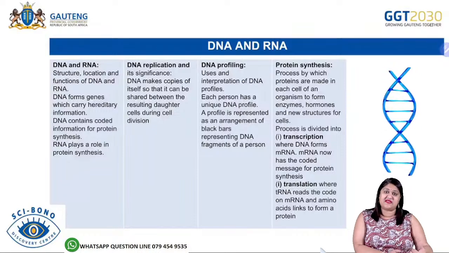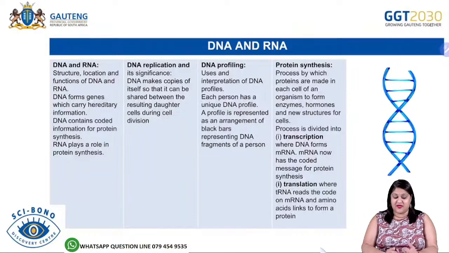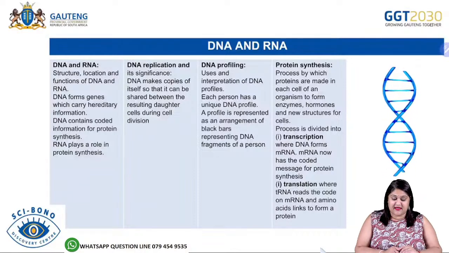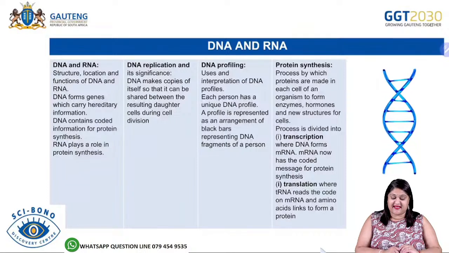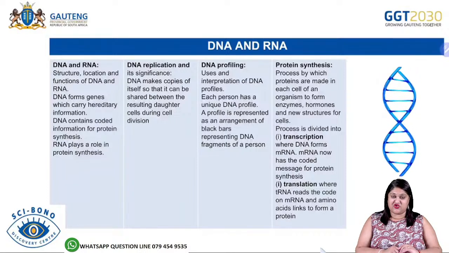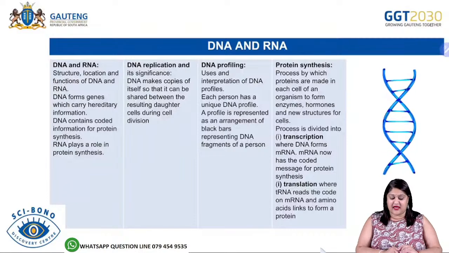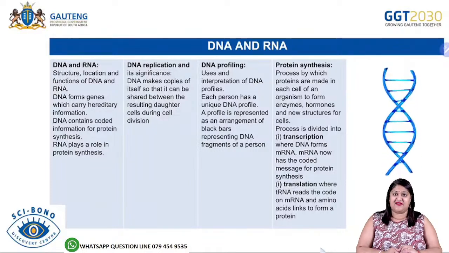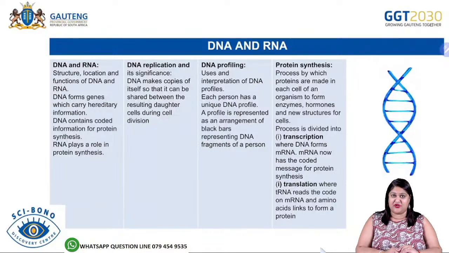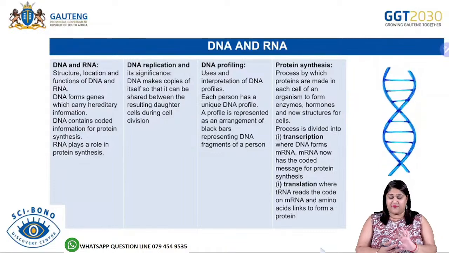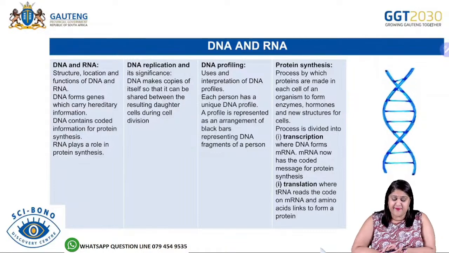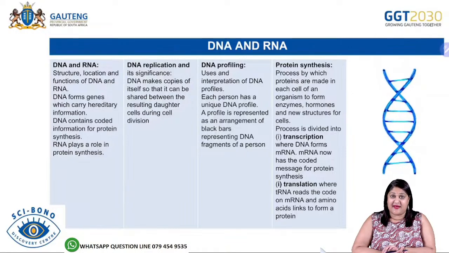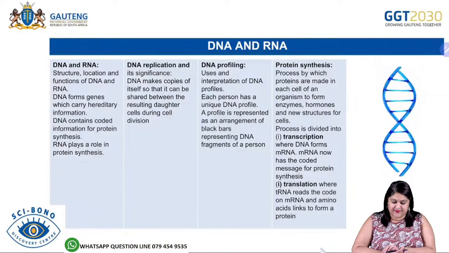So we won't be doing protein synthesis today, but we will be doing it next week, so please stay tuned for that. Then we have DNA replication. The DNA makes a copy of itself so that it can be shared between the resulting daughter cells during cell division. Cell division, we have mitosis and we have meiosis. Mitosis you did in grade 10. Okay, that is one cell division that you know. It basically causes growth and repair. And then we're going to have meiosis, which is the formation of our sex cells, our gametes, which we're going to do later on this term.